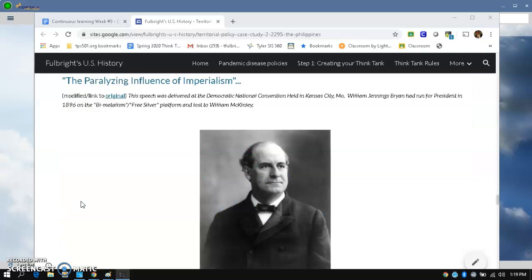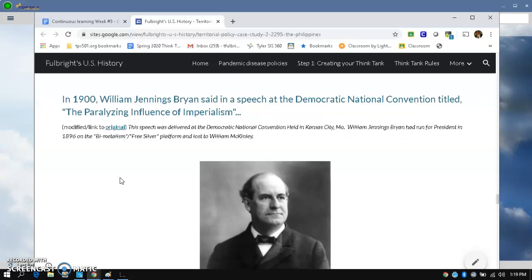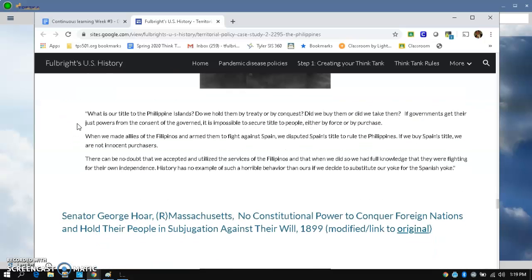Alright, we need to now find out why people think we should stand up for American ideals. We're going to read a speech by William Jennings Bryan. William Jennings Bryan said, "What is our title to the Philippine Islands? Do we hold them by treaty or by conquest? Did we buy them or did we take them? If governments get their just powers from the consent of the governed, it is impossible to secure title to the people, either by force or by purchase."